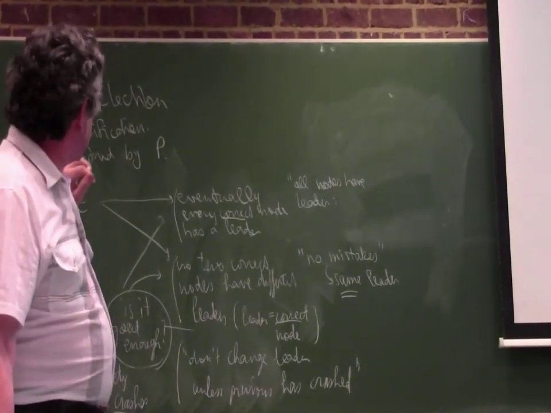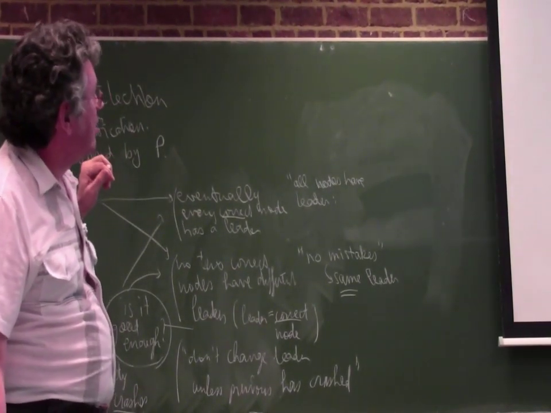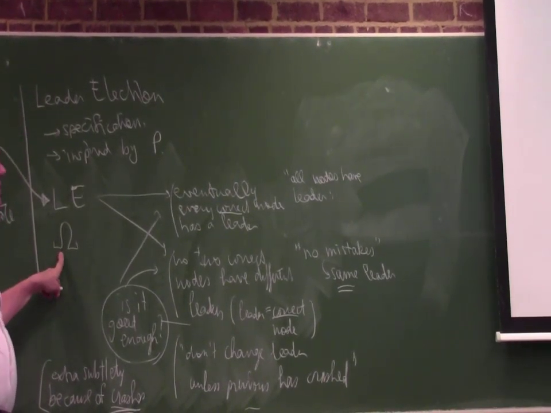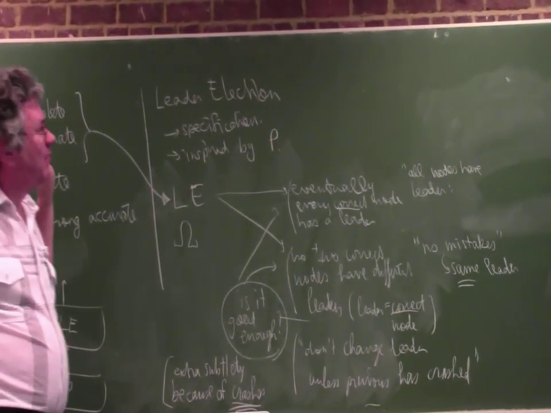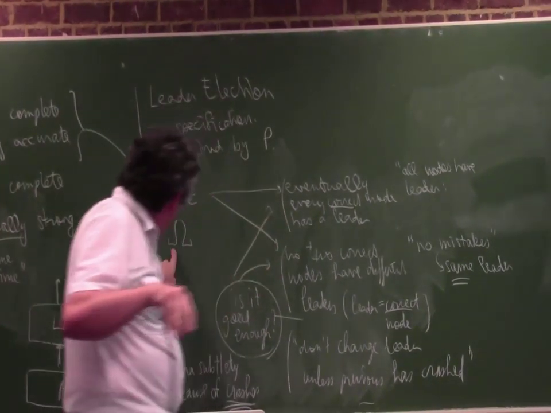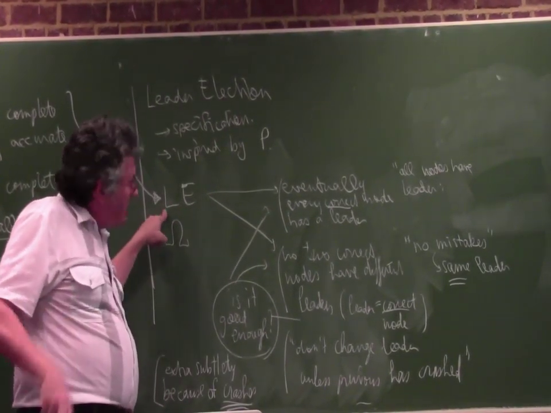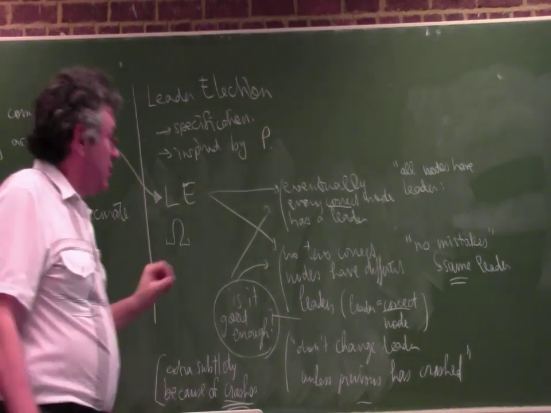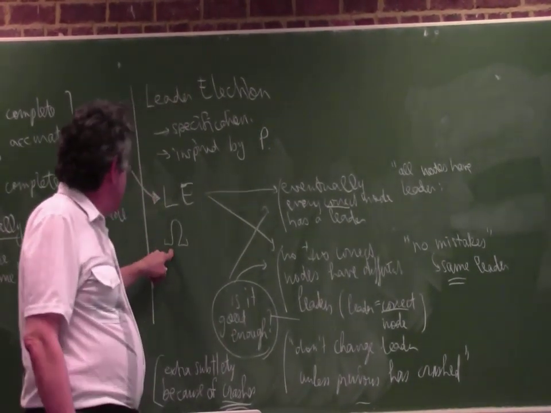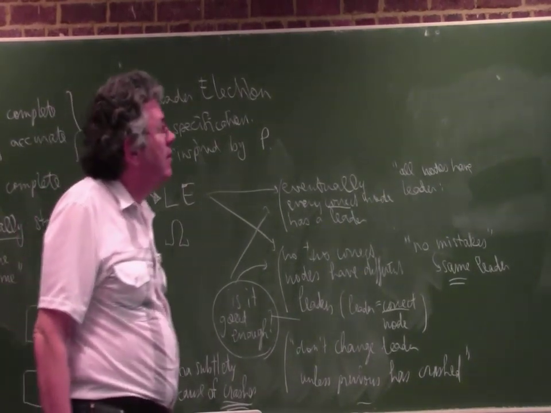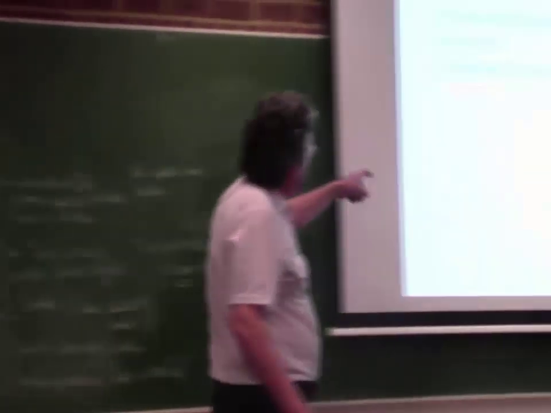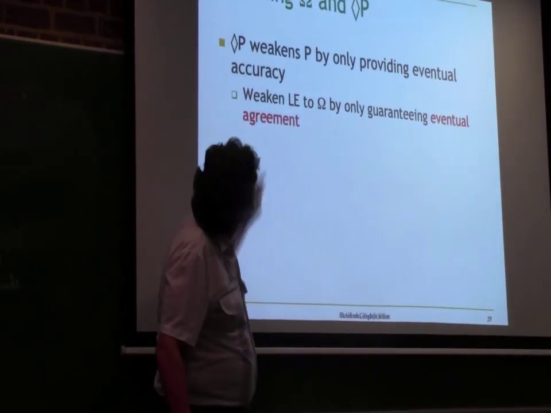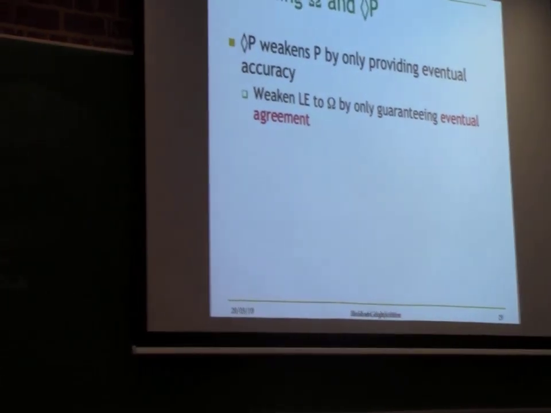And now, so that's LE. Now we can go look at omega. So this is the eventual version. So this one is allowed to make real mistakes. LE does not make mistakes. Whenever it knows it elects a leader, it's the leader. But omega is allowed to make mistakes. They only eventually have to agree on the leader, okay? They only eventually have to agree.